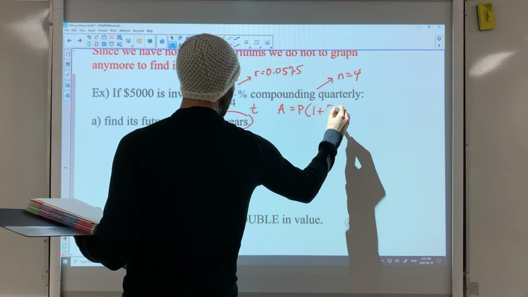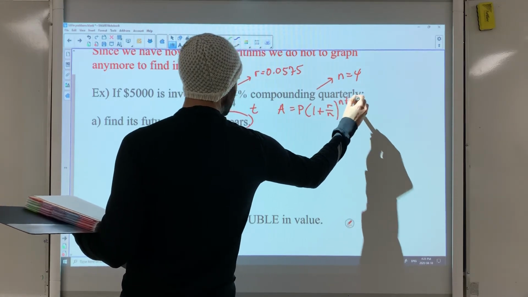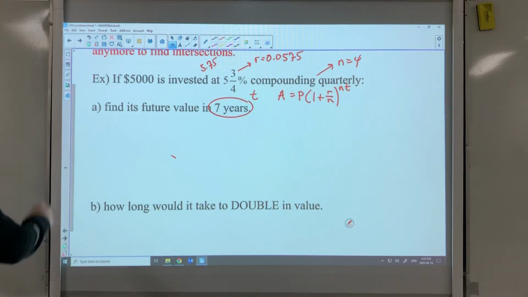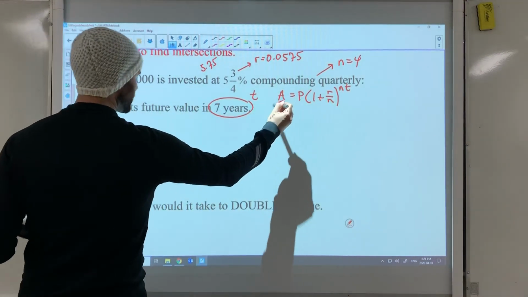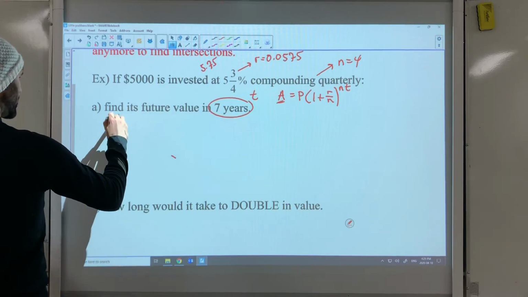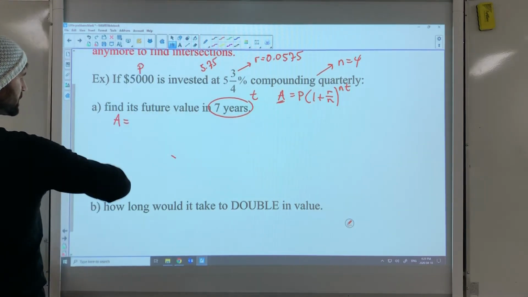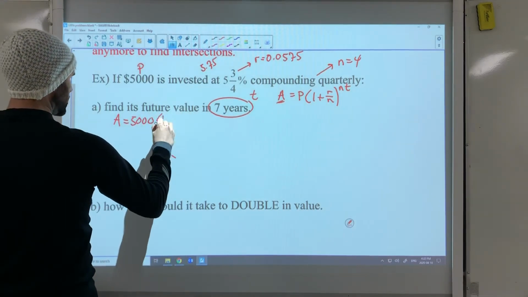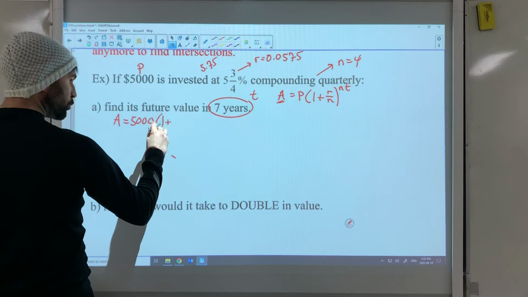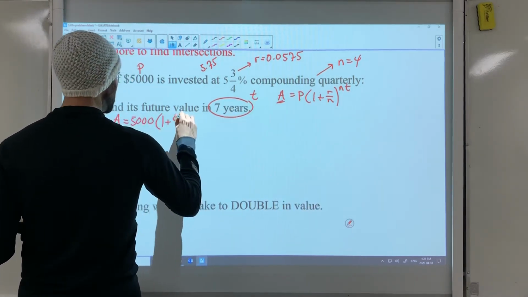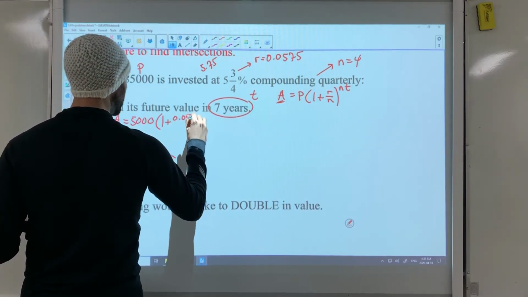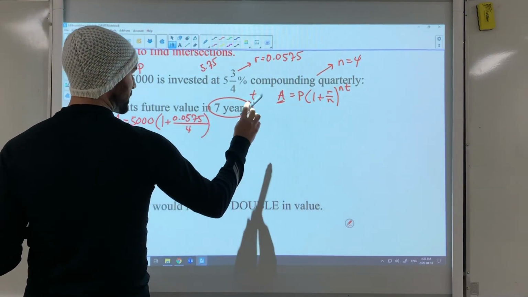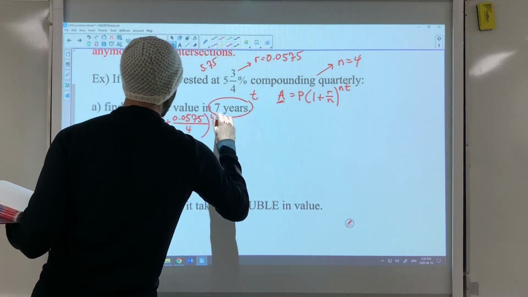So that's 1 plus r over n to the power of n times t. This is just a regular one. Finding the future value is just finding the value of A. So we know that the initial value here, P, the principal, is 5,000, invested at a rate of 5.75. So we're going to go 1 plus r, 0.0575, divided by the compounding period's 4, raised to the power of n times t, so 4 times 7.